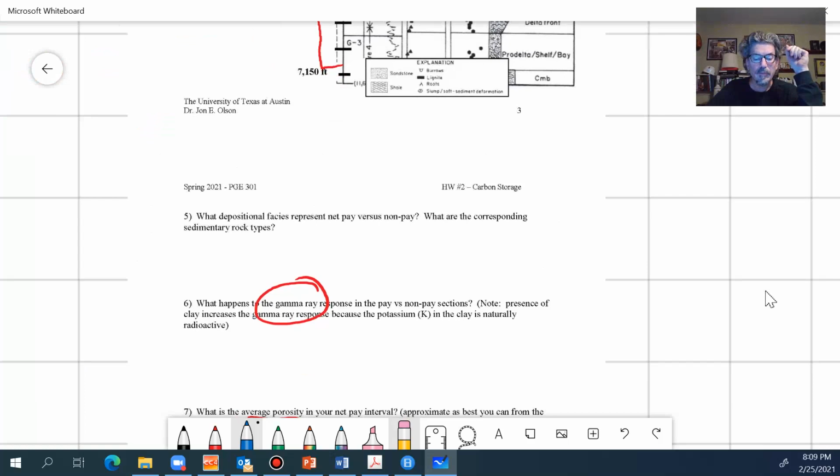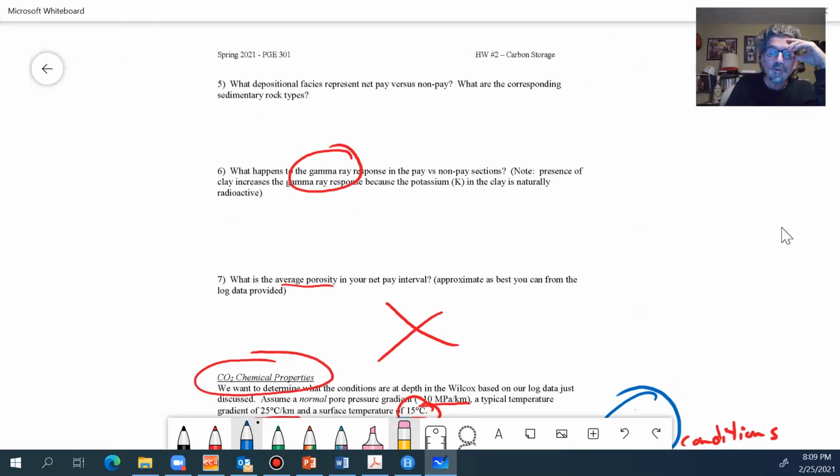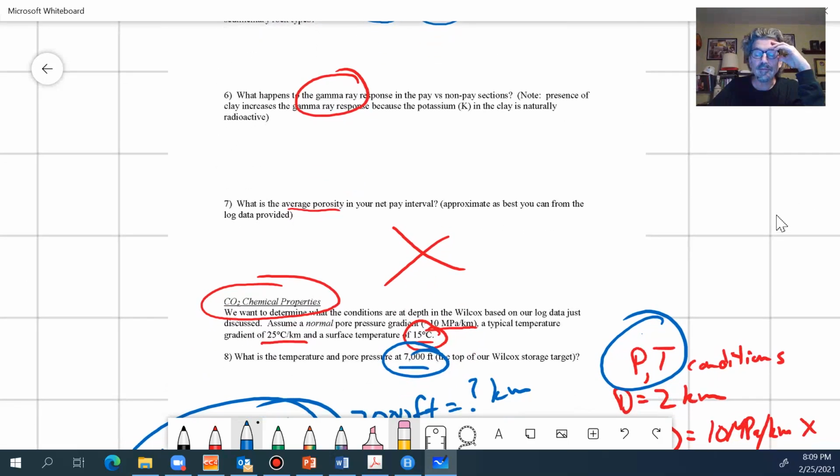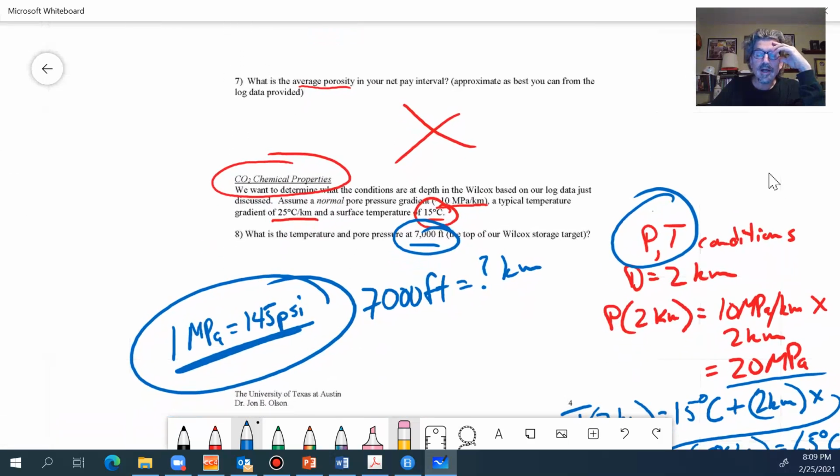Okay, and so here I'm getting into the next page. So it says, what are the depositional facies of net pay versus non-pay? So you can take a look at that from the log data. It's going to ask you about the gamma ray response in the pay, which means net pay, and the non-pay sections. And where it talks more about that in class, and then it asks for your average porosity, like I said.